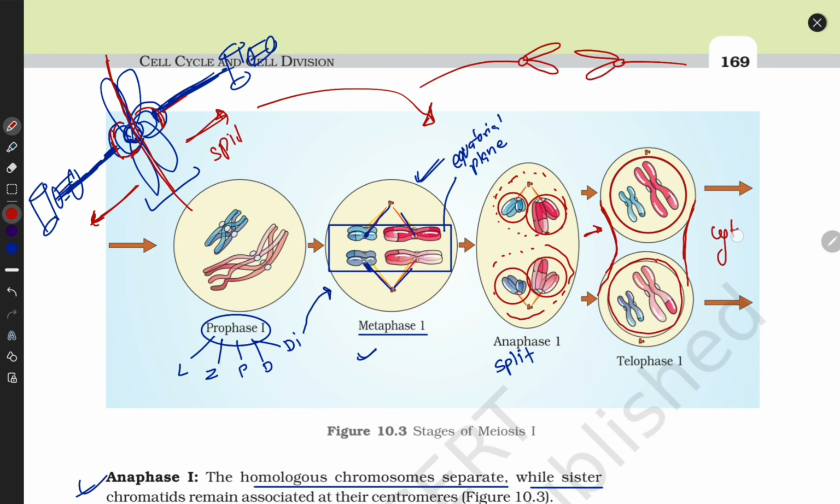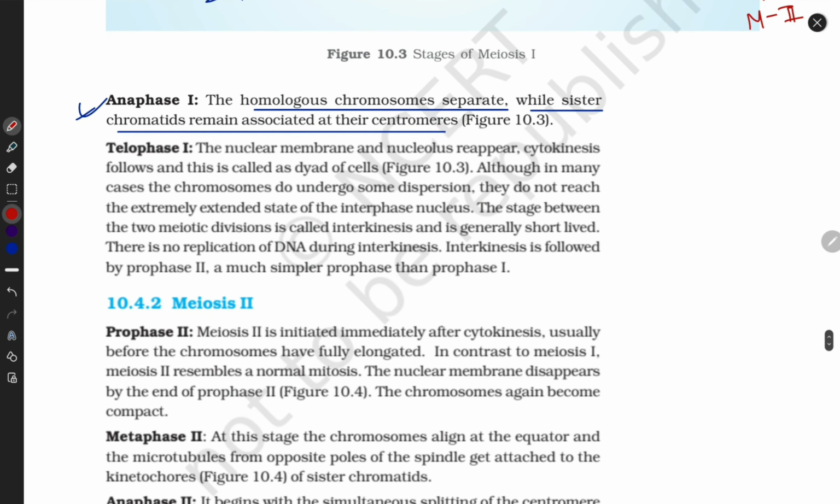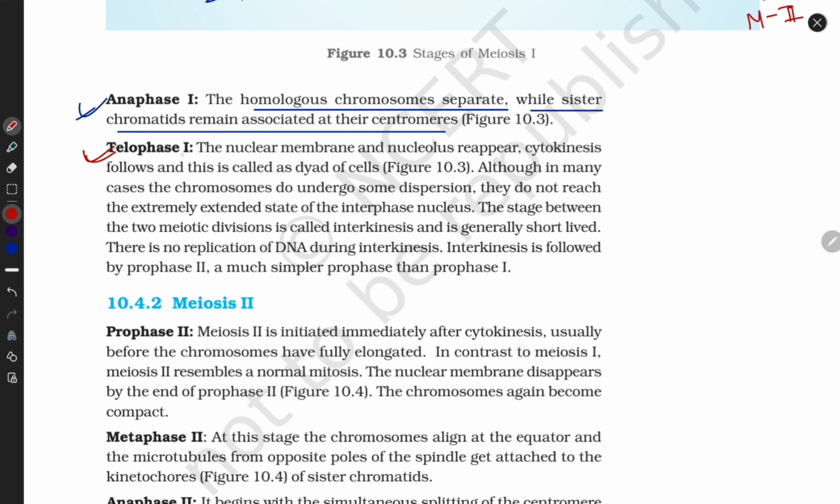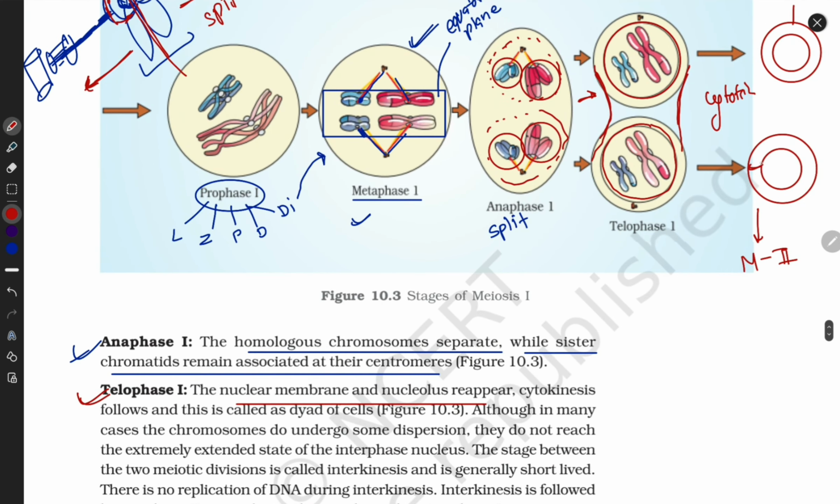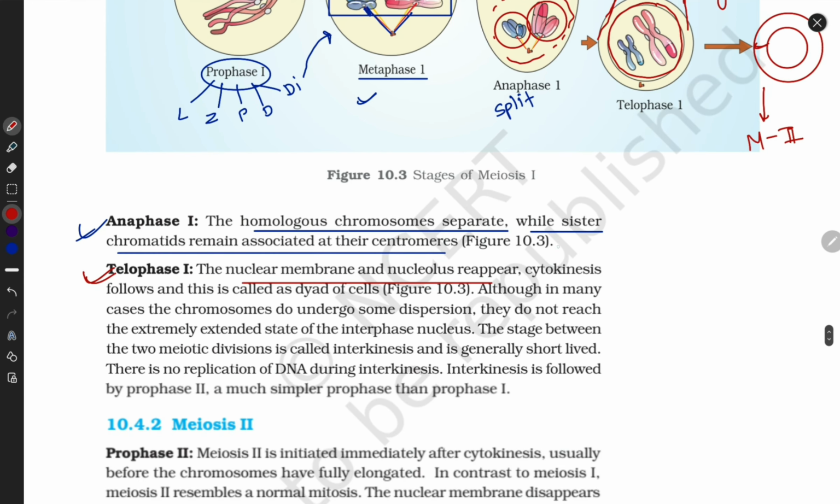In cytokinesis, one cell divides into two cells, and each of these cells further enters meiosis second. Look at me. In telophase, the nuclear membrane and nucleus reappear. Cytokinesis follows, and this is called a dyad of cells.